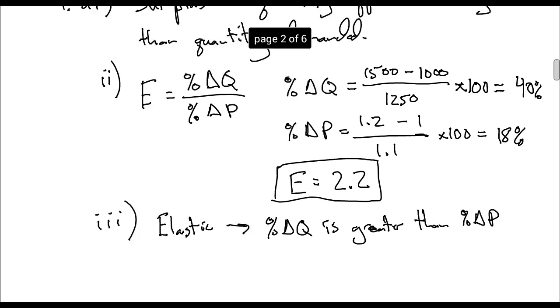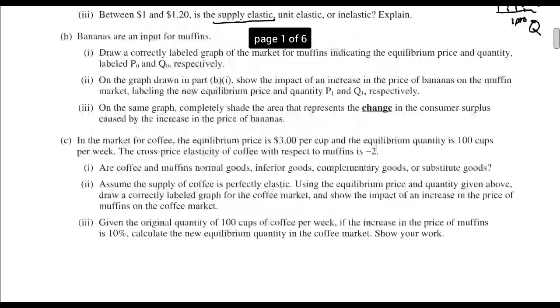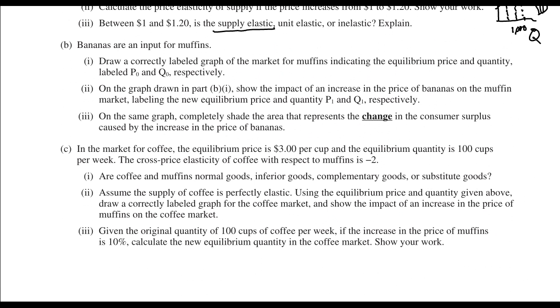Alright, part 2 of that problem, or part B I should say. Bananas are an input for muffins. That means if I want to make muffins, I need some bananas. They're part of my input cost. So let's see. The first thing I have to do is draw a correctly labeled graph for the market of muffins indicating equilibrium price and quantity P0 and Q0.